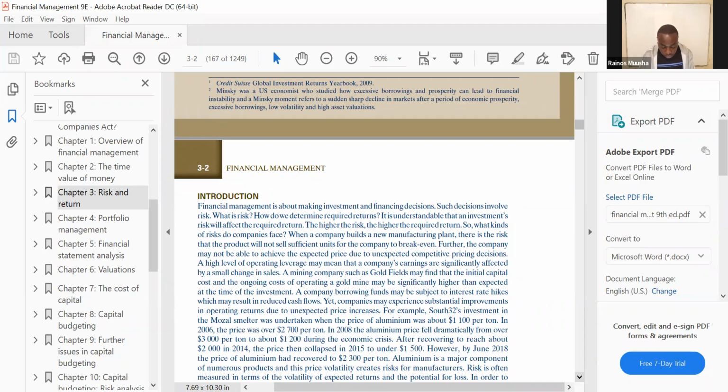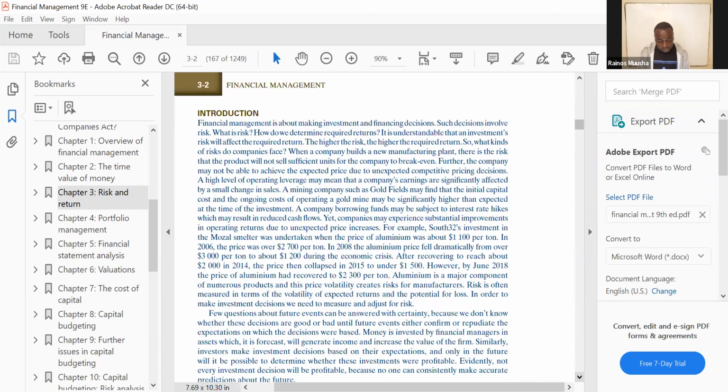A mining company such as Goldfields may find that the initial capital cost and the ongoing cost of operating a gold mine may be significantly higher than expected at the time of the investment. A company borrowing funds may be subject to interest rate hikes, which may result in reduced cash flows. Yet companies may also experience substantial improvements in operating returns due to unexpected price increases.